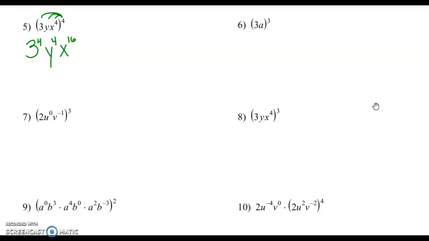So then I use my calculator to figure out that 3 to the 4th is 81. And then these both have positive exponents, but they're in the wrong order. So typically we go alphabetically to be in proper form. To be 81, x to the 16th, y to the 4th.